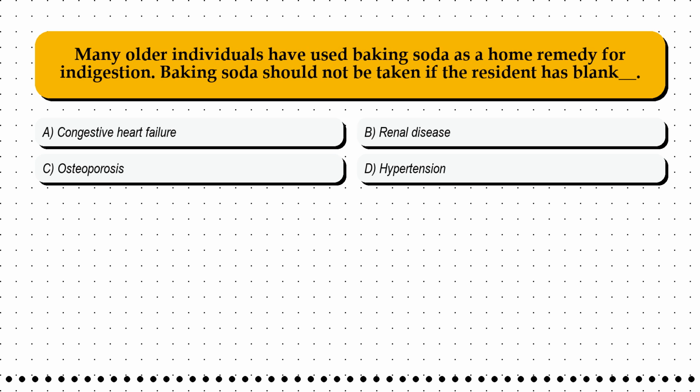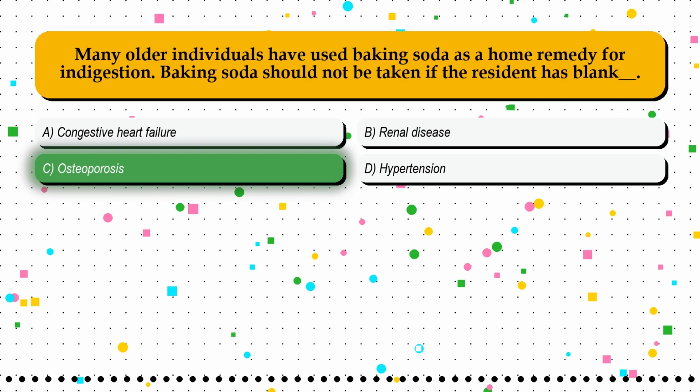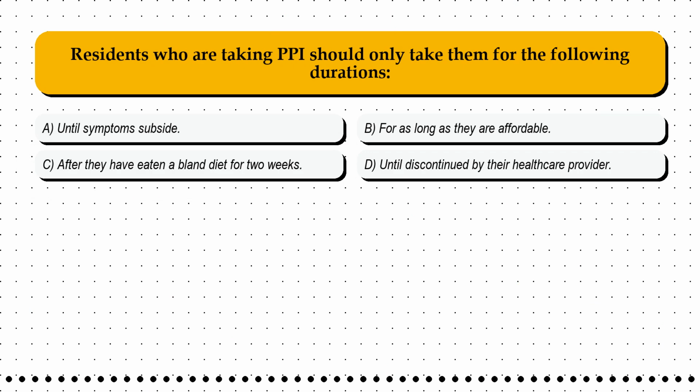Baking soda should not be taken if the resident has blank. Option A. Congestive heart failure. Option B. Renal disease. Option C. Osteoporosis. Option D. Hypertension. The correct answer is option C. Osteoporosis. Question 282. Residents who are taking PPIs should only take them for the following durations.